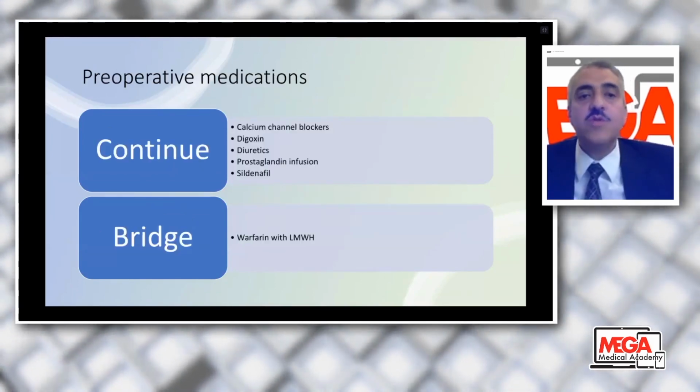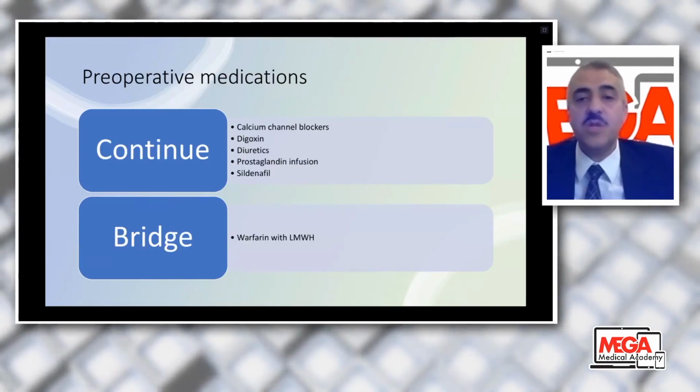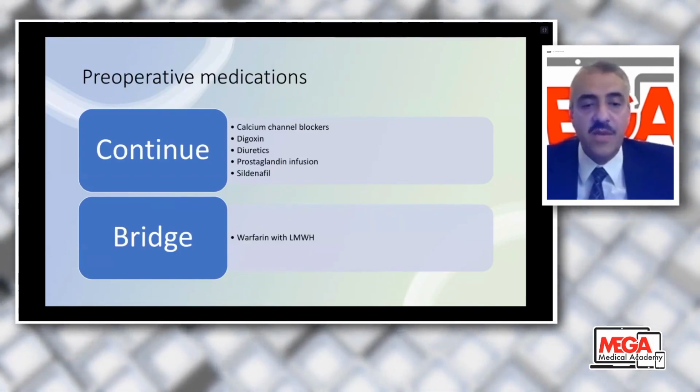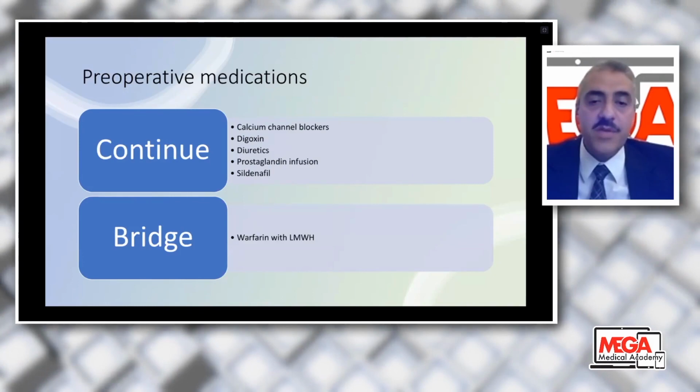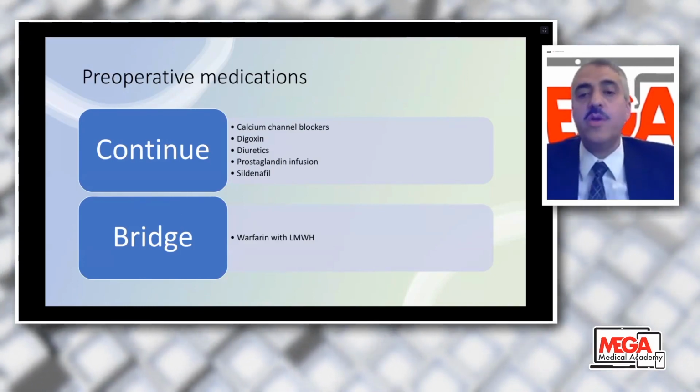We also need to continue some medications like calcium channel blockers, digoxin, diuretics, prostaglandin infusion, and sildenafil. And if the patient is under warfarin, we need to bridge it with low molecular weight heparins.